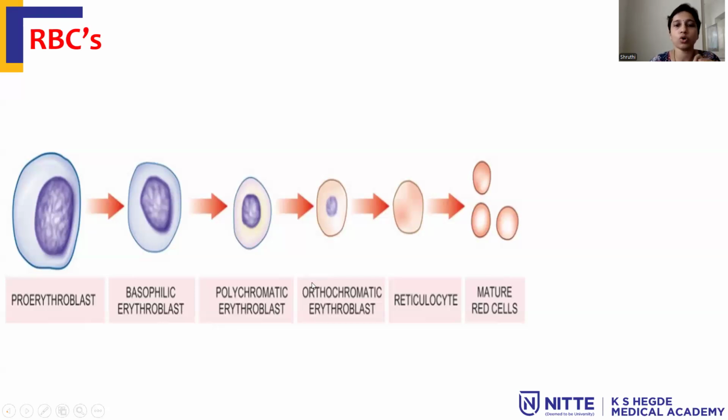Next step is orthochromatic erythroblast. Ortho means single. So here it is predominantly hemoglobin which is there in the cytoplasm, and we can see very much condensation of the nucleus in this step. Followed by reticulocyte. Reticulocyte doesn't have a nucleus. The nucleus will be extruded from the cytoplasm in the late erythroblast stage. That is followed by reticulocyte.